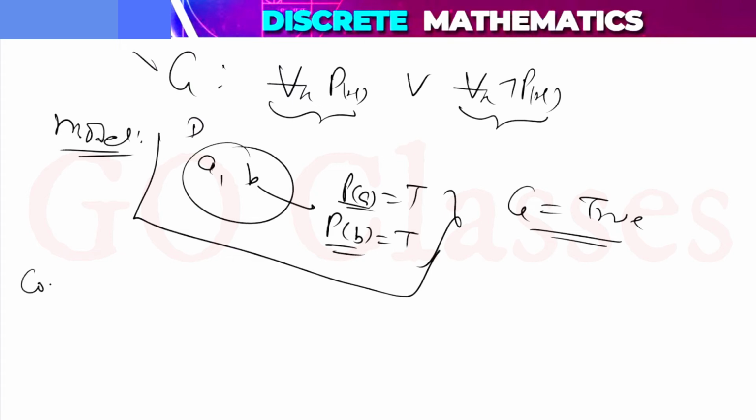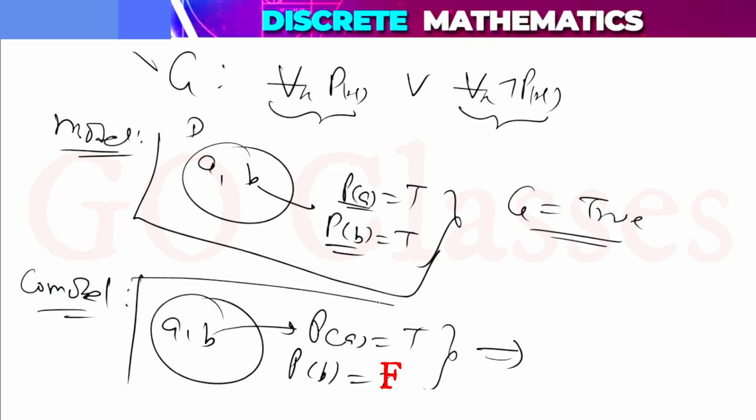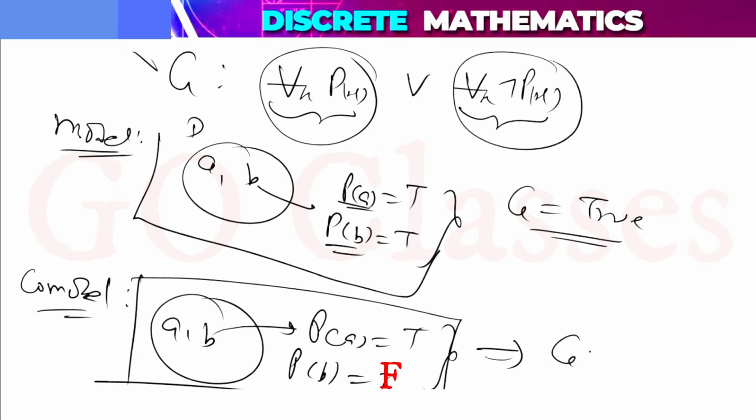Now I can give you a counter-model also. For example, consider the counter-model like this. Let's assume {a, b} such that Pa is true and Pb is false. Consider this environment. Now in this environment, this is also false, this is also false, so G will become false. So this is a very easy example.